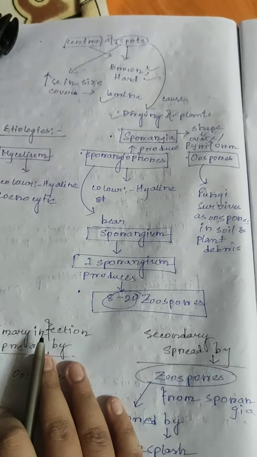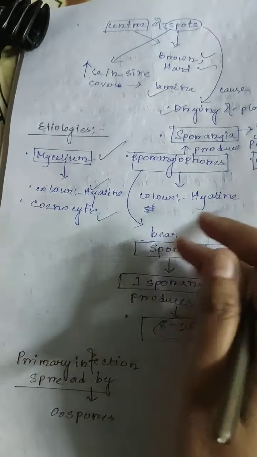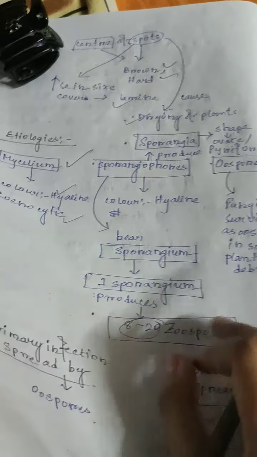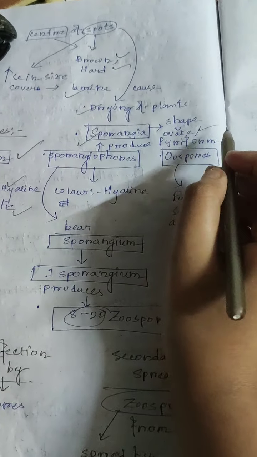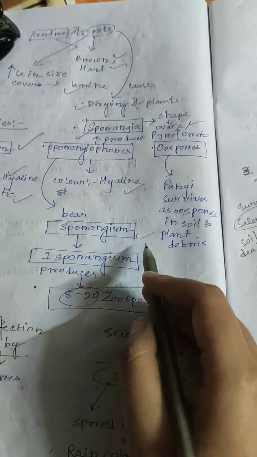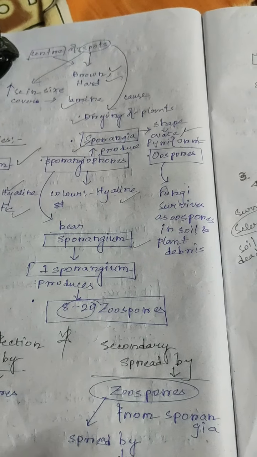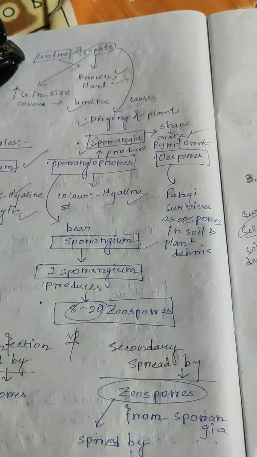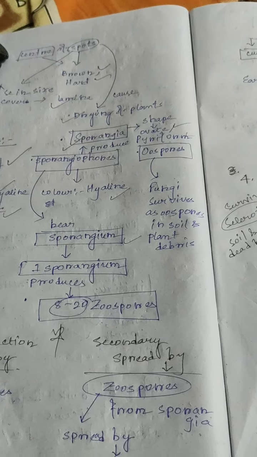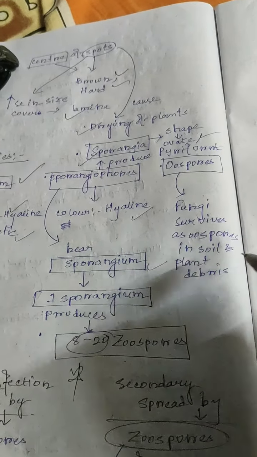Etiologies: three types. First is mycelium, which is hyaline and coenocytic. Second, sporangiophores, which are also hyaline, bear sporangia. Sporangia are ovate or pyriform in shape. One sporangium produces 8 to 20 zoospores. Third etiology is the oospores.